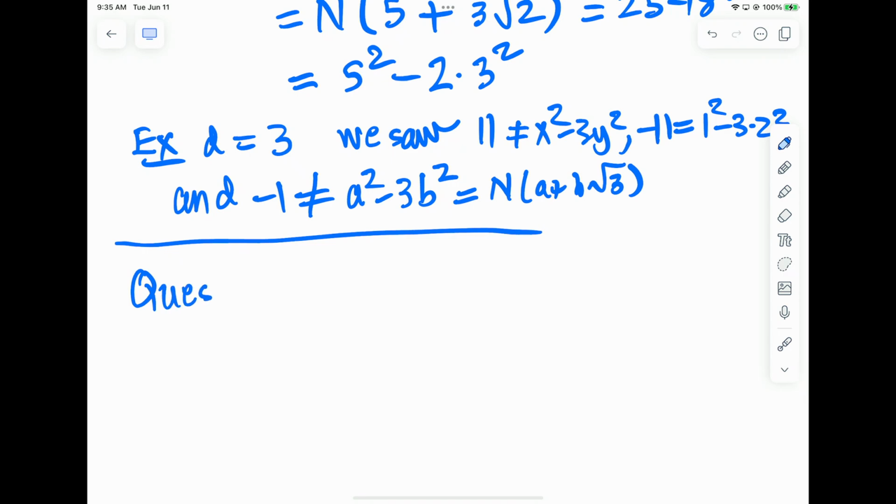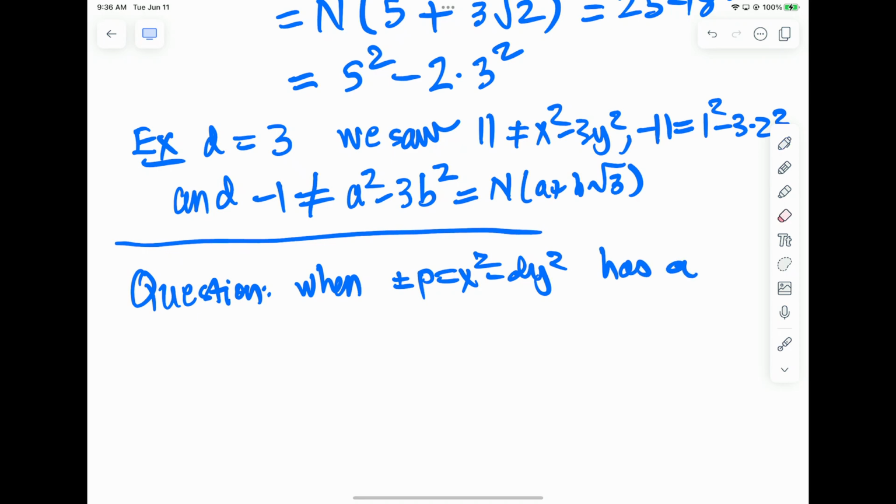So when plus or minus p has an integer solution, how can we find, or can we find, right, so, oh, yeah, right, let's see.